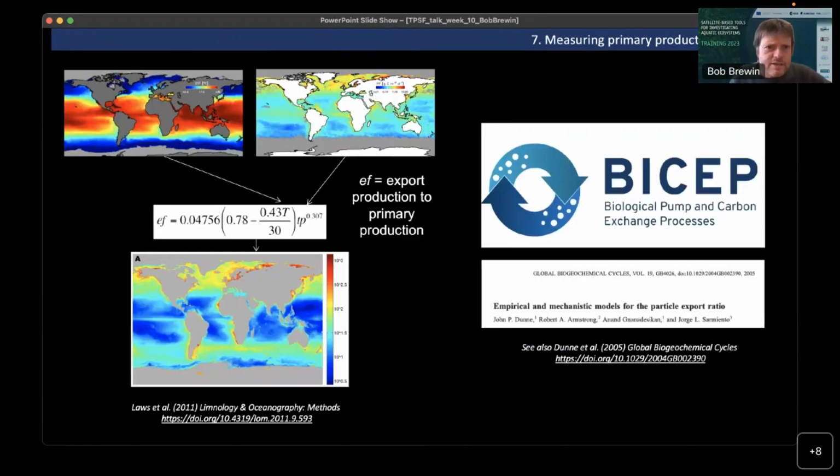Okay, and one other thing to mention, we talk mainly about primary production, but there's also increasing work looking at how we estimate export production, the amount of production that's in the surface layer that gets exported below the euphotic zone. And there are techniques that people have developed to do this. This EF here is what they call the export production to primary production ratio. And people have developed empirical approaches to estimate this, driven by satellite temperature and primary production estimates. So you can convert your satellite primary production estimate into an estimate of export production.